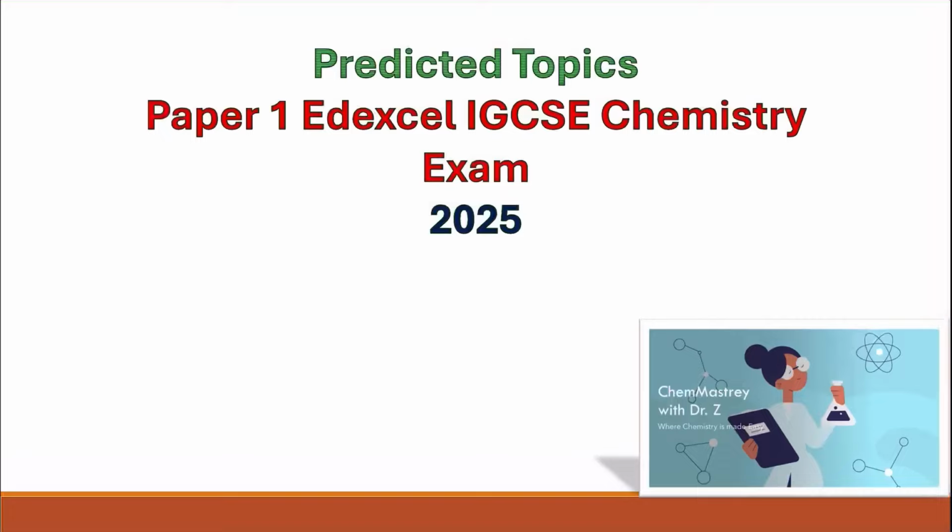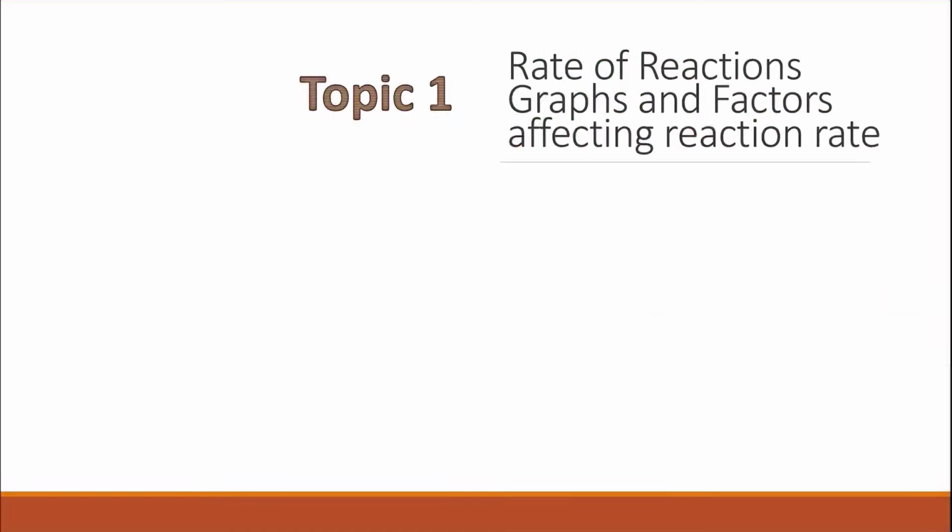Going to share with you my prediction for the topics that are most likely to be in Paper 1 Edexcel IGCSE Chemistry Exam 2025. This paper is both for the double award or combined science and also for the separate sciences. So the first topic, which is a guaranteed topic in your exam, is the reaction rate, the graphs for the rate of the reaction, and also factors affecting the reaction rate.